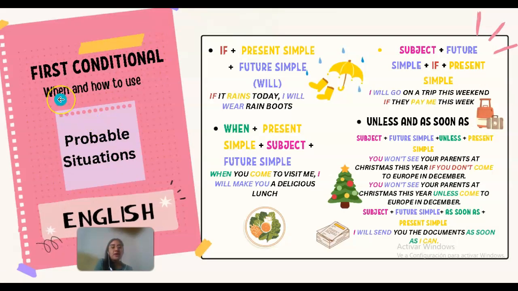When and how is the first conditional used? It is used in situations that are likely to occur. However, the first conditional also has another series of constructions and not just the one we saw previously.